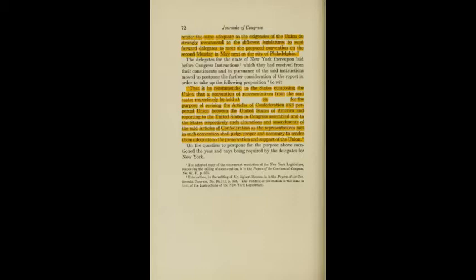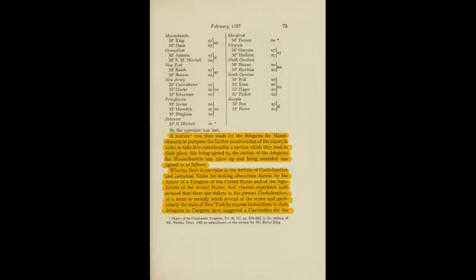1787, a motion is made in Congress. "A motion was then made by the delegates for Massachusetts to postpone the farther consideration of the report in order to take into consideration a motion which they read in their place. This being agreed to, the motion of the delegates for Massachusetts was taken up and being amended was agreed to as follows. Whereas there is provision in the Articles of Confederation and Perpetual Union for making alterations therein by the assent of a Congress of the United States and of the legislatures of the several states.